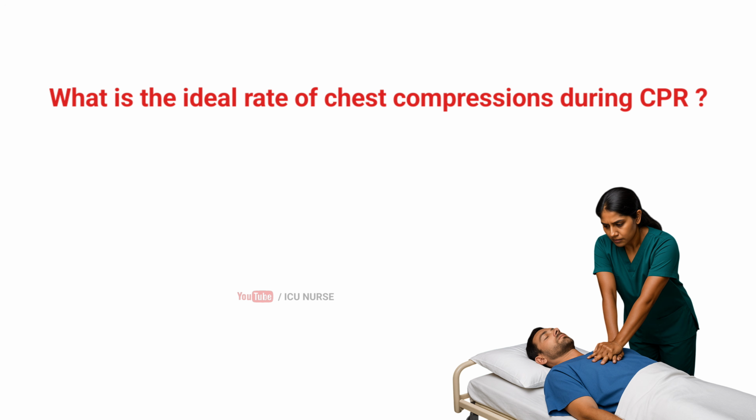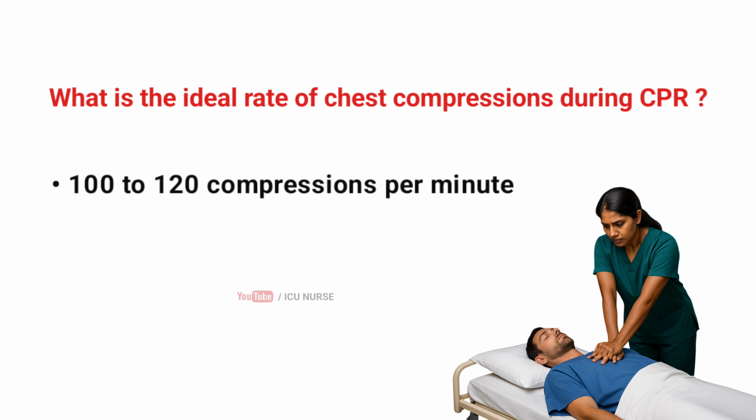What is the ideal rate of chest compressions during CPR? 100 to 120 compressions per minute.